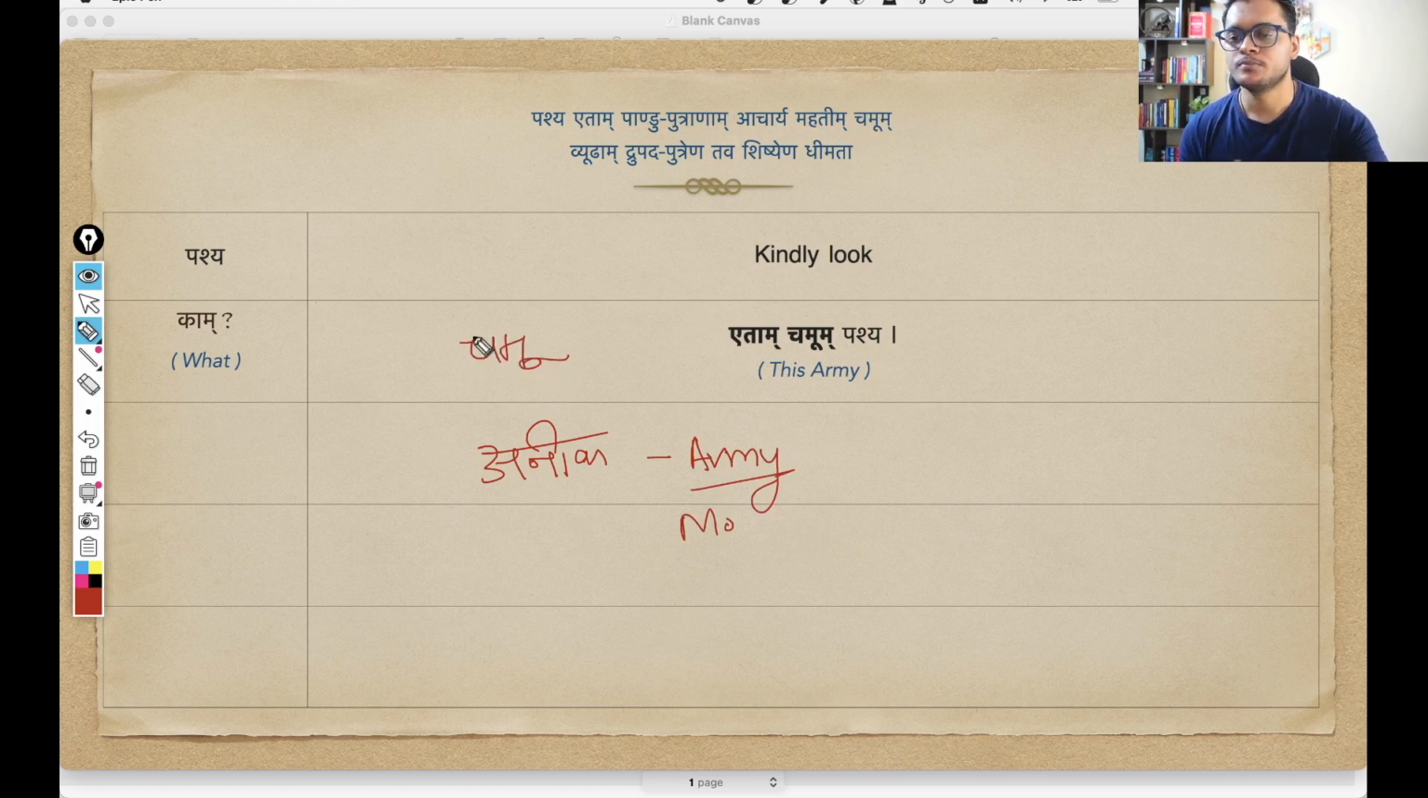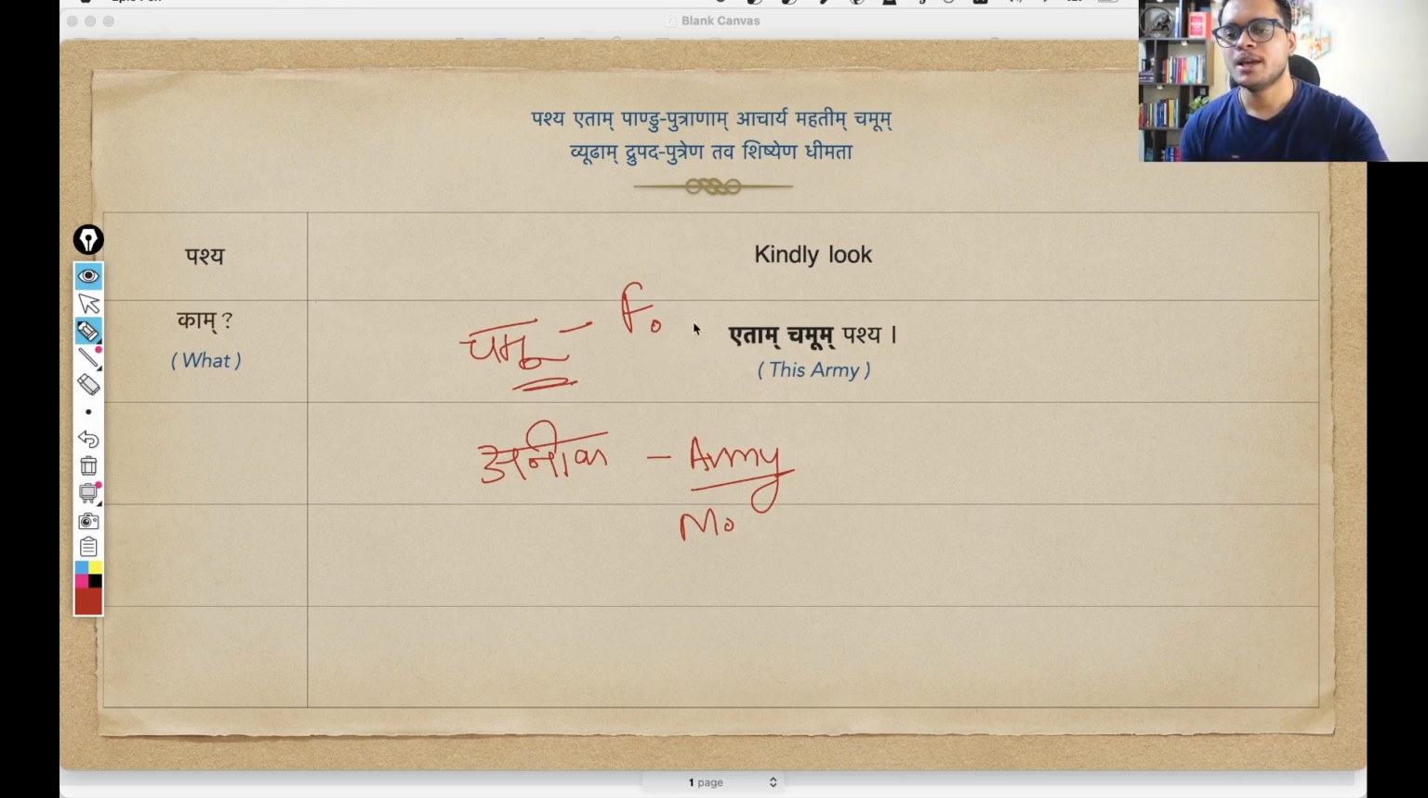But here we are using chamu. Same thing, army, but a feminine gender word. Again, synonyms, as you have in English. So to denote a single thing, you can have multiple words. Same case here also. Anik also means army, it is a masculine word. Chamu also means army, it is a feminine gender word.